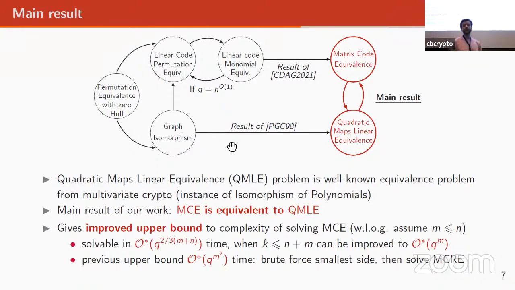And then we get solvability in this complexity over here, whereas the previous complexity was q to the power m squared, which is basically brute forcing it, right? You guess either A or B, and if you have the right guess, you get a matrix code equivalence that you solve. Especially when k, the dimension of your code, is smaller than n plus m, there are in some sense holes in your code, and we can even improve the complexity to q to the power m.